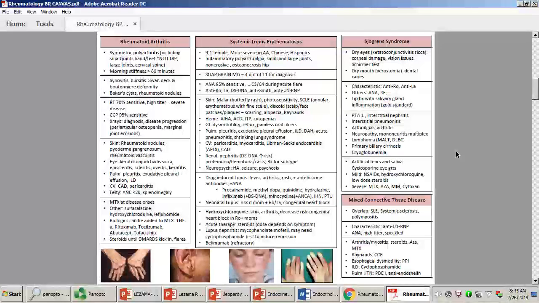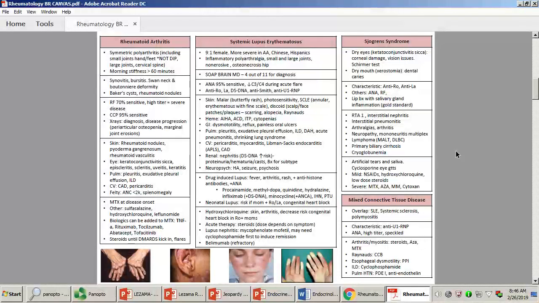Raynaud's phenomenon is also seen with lupus. Hematologically, it can cause a whole bunch of things, right? So you will see autoimmune hemolytic anemia associated with it. Like Evans syndrome, so patients who have ITP as well as the hemolytic anemia, lupus is oftentimes the driving force for that. So if you ever have somebody with Evans syndrome, you should really start asking questions to see if they potentially could have lupus.